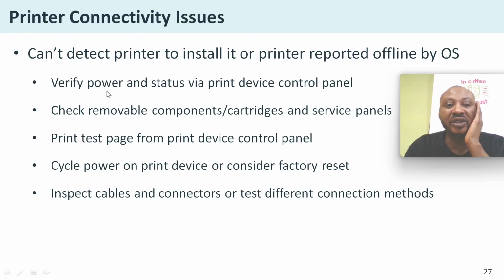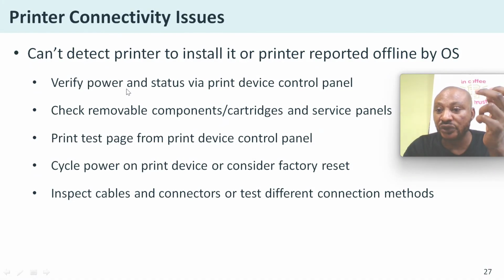Now, first, you verify power and status by the print device control panel. So you verify the power by looking physically if the printer is connected, right? And check the status. You can go to the control panel too and check the status of the printer. You will know if it's on or offline. You will see it's offline. That's one way. If it's offline, then apparently the printer is not connected. That's what it means. So again, you go back and check the power and everything. See that the printer is connected.